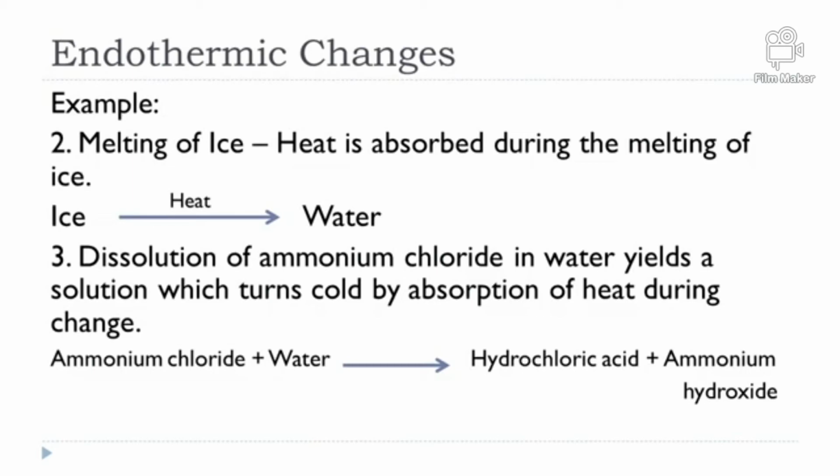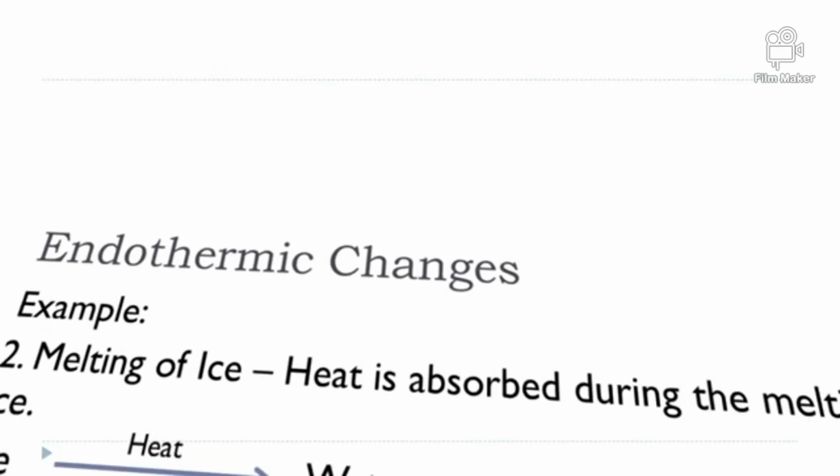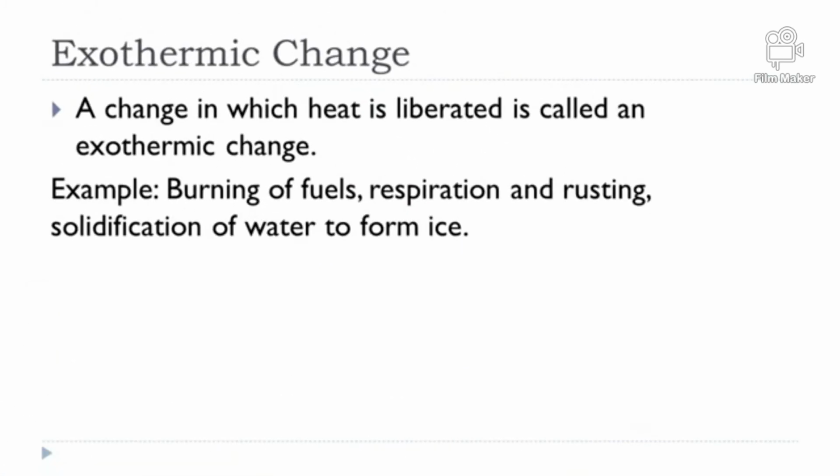Melting of ice. Heat is absorbed during the melting of ice. Ice, when it gets heat, absorbs the heat and makes water. Again, there is a reaction. Dissolution of ammonium chloride in water yields a solution which turns cold by absorption of heat during the change. So ammonium chloride plus water converts into hydrochloric acid plus ammonium hydroxide.